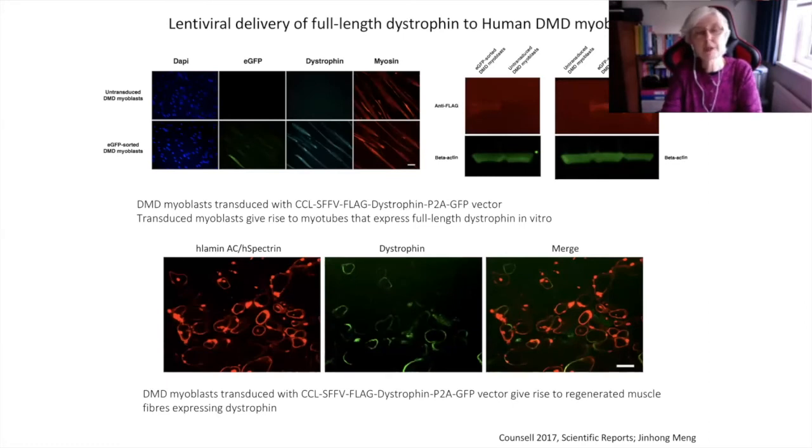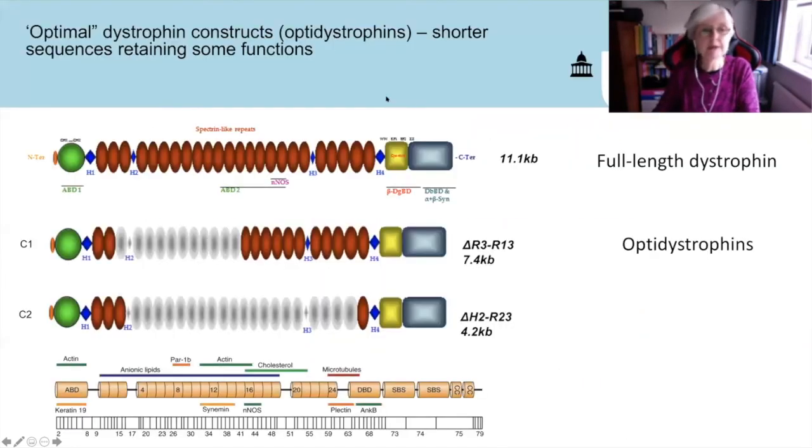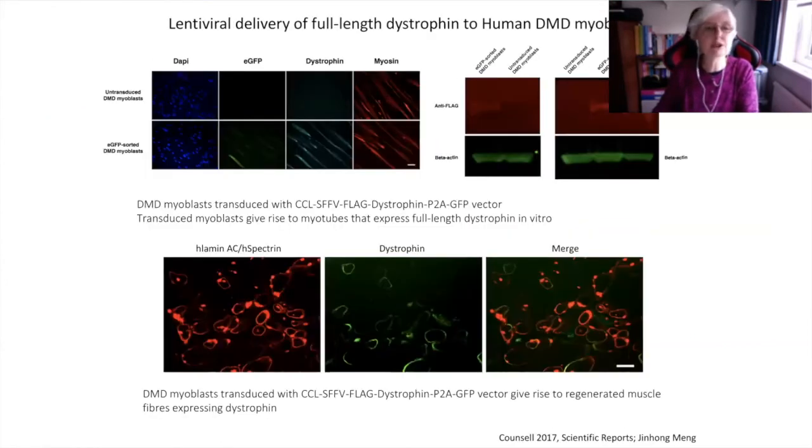So just after this, John Counsell in our group showed that you could actually incorporate full-length dystrophin into a lentiviral vector. So this top panel here shows a myoblast from a DMD patient, and when they differentiate into myotubes in culture, they don't express dystrophin. The transduced stem cells with the full-length dystrophin, when they differentiate into myotubes, they express dystrophin. And this Western blot shows that the dystrophin is full-length, so it's the expected size.